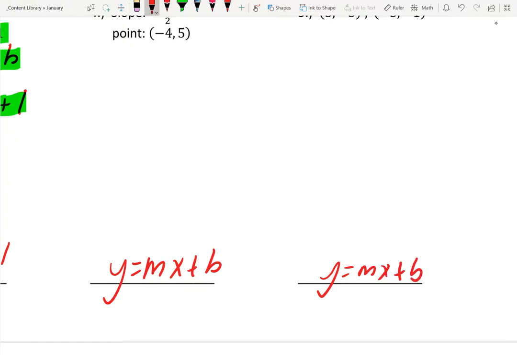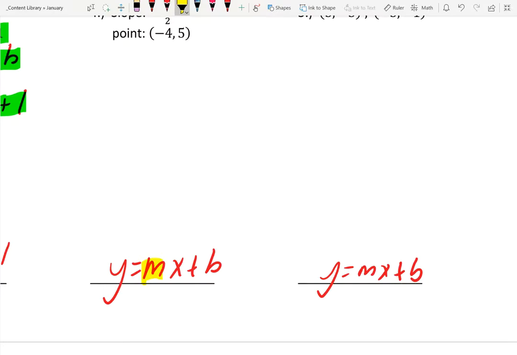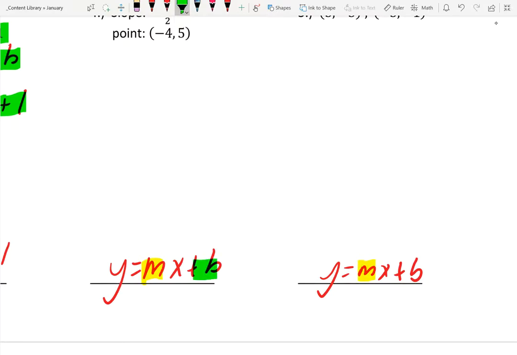The problem is, do we know what the m value is? Do we know what the b value is? If we can find those two things, then I'll put them in the equation. Okay, but our answer will be that. Essentially, we just need those two values, though. We need to know the m, which is the slope, and the b, which is the y-intercept.